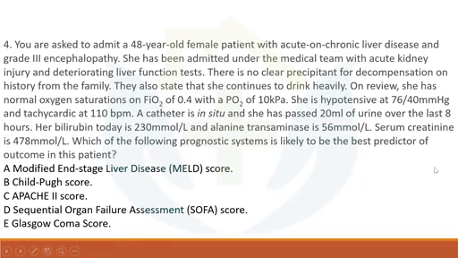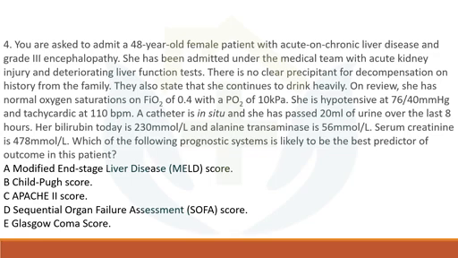We'll move on to the next question. You are asked to admit a 48-year-old female with acute on chronic liver disease and grade 3 encephalopathy. She has been admitted under the medical team with acute kidney injury and deteriorating liver function tests. There is no clear precipitant for the decompensation from the history from the family. They also state that she continues to drink heavily.